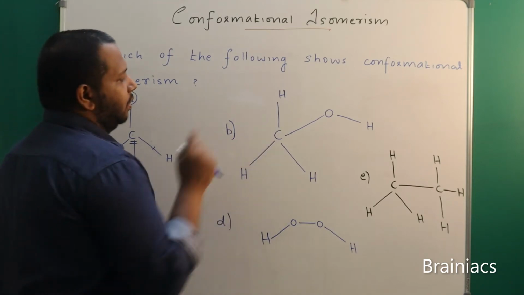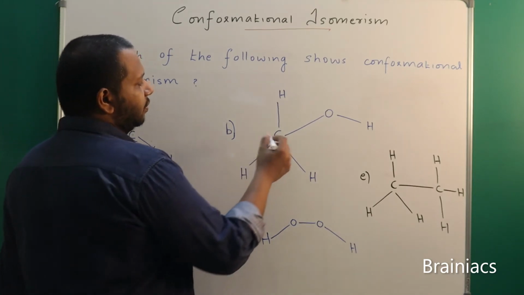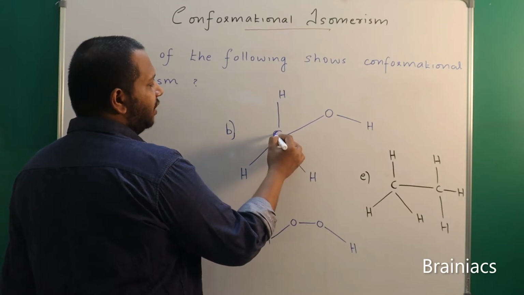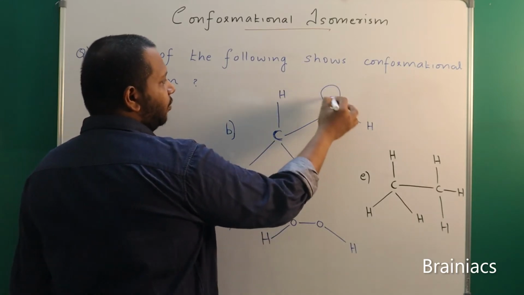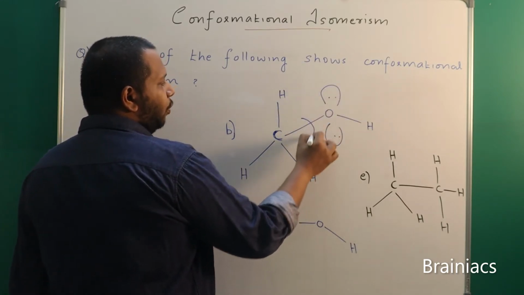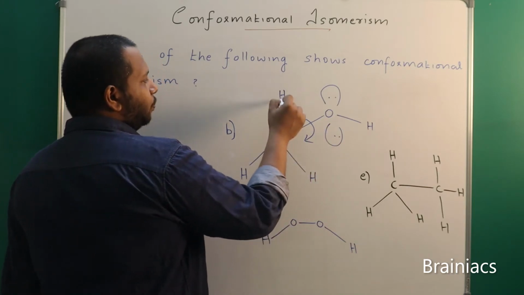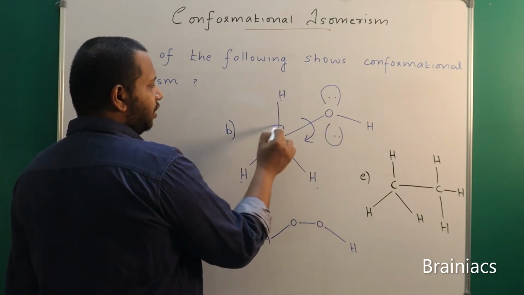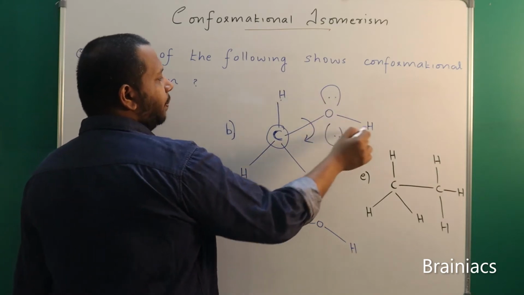Now let's go to this one. Here it is possible, because if you take this as one atom, and oxygen as another atom, oxygen has 2 lone pairs, and if I rotate it, with respect to it there are 3 other atoms connected to this one, and this has 2 lone pairs and a hydrogen.